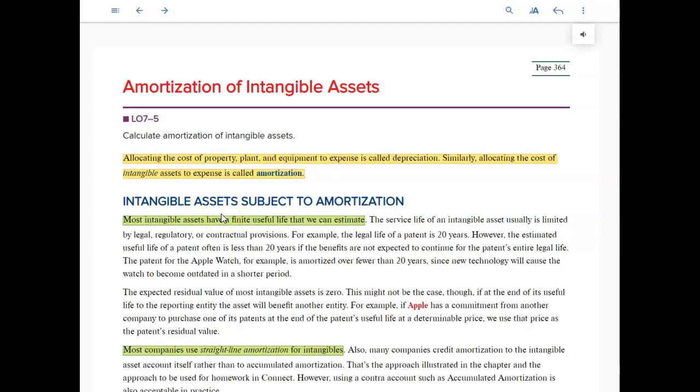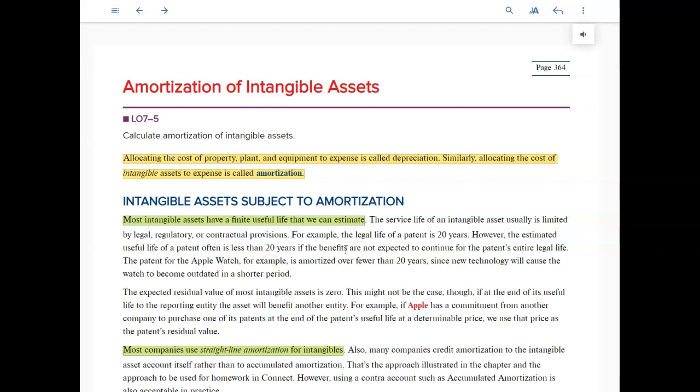Amortization of intangible assets. Now, amortization is sort of like the depreciation for the property, plant, and equipment that we had, except when we write off the cost of an intangible asset, we call it amortization. So most intangible assets have a finite useful life. We can estimate that. So if we can estimate it, what we do then is write the cost of that intangible asset off over its useful life to us.